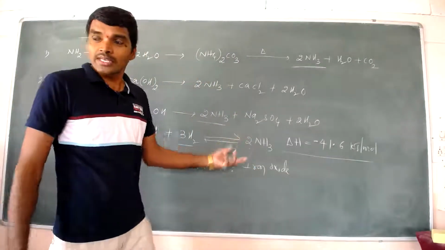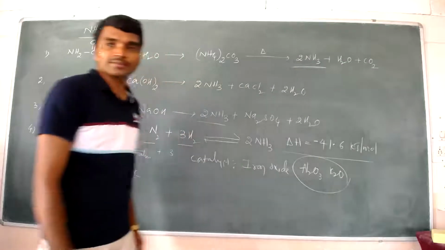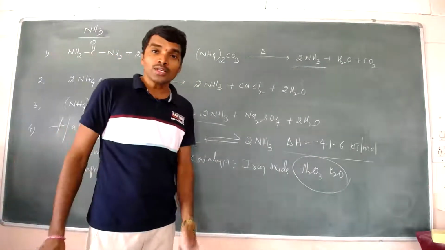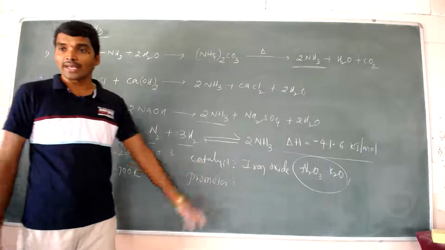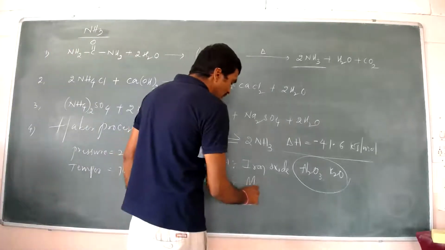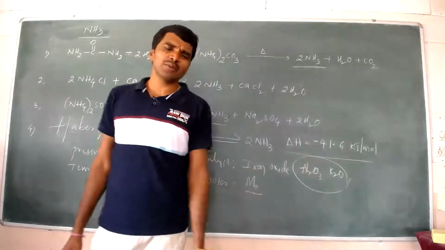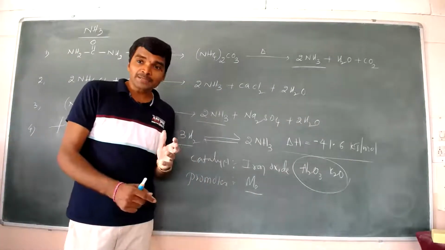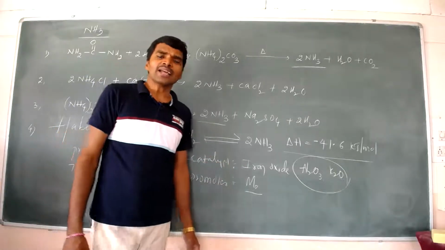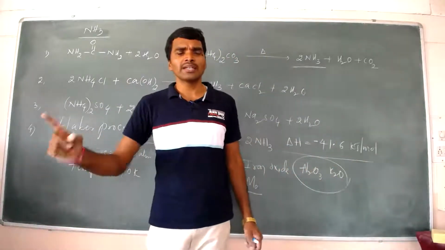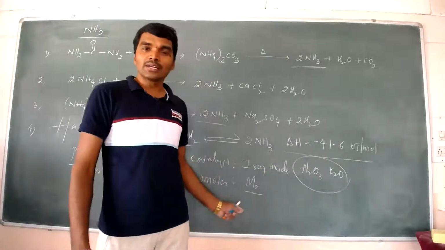Nowadays, instead of iron oxide, they also use aluminum oxide or potassium oxide as a catalyst. Still the reaction is very slow, so that's why they take a promoter. Molybdenum is used as a promoter. Sir, what is the meaning of promoter? Actually, what enhances the activity of the catalyst is said to be a promoter. If the catalyst does not work properly, the promoter enhances its activity. Here the promoter is molybdenum.